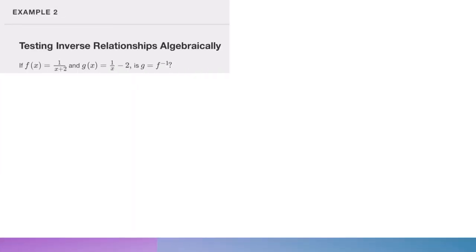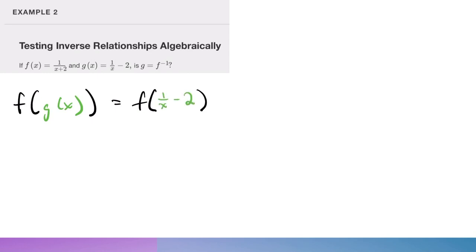Okay. So given this f and this g, is g the inverse of f? In order for g to be the inverse of f, when we do f of g of x, we should get x, and then when we do g of f of x, we should get x, right? So let's first consider f of g of x. Now what's our g of x? G of x is 1 over x minus 2.